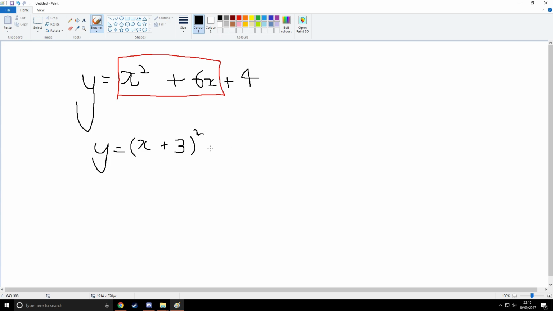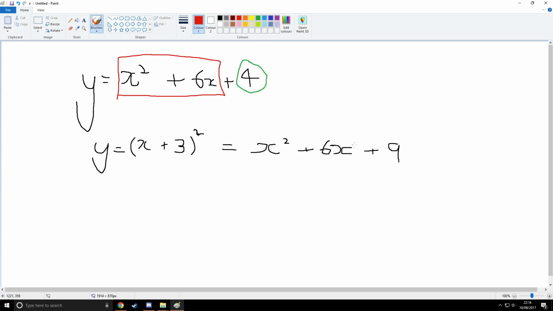So when you expand that now, this equals x squared plus 3x, and then times it out again, there's another 3x, so we can simplify to 6x. And then 3 times 3 is plus 9. Now, as you can see, this clearly does not equal this equation, because we still have this bit here.